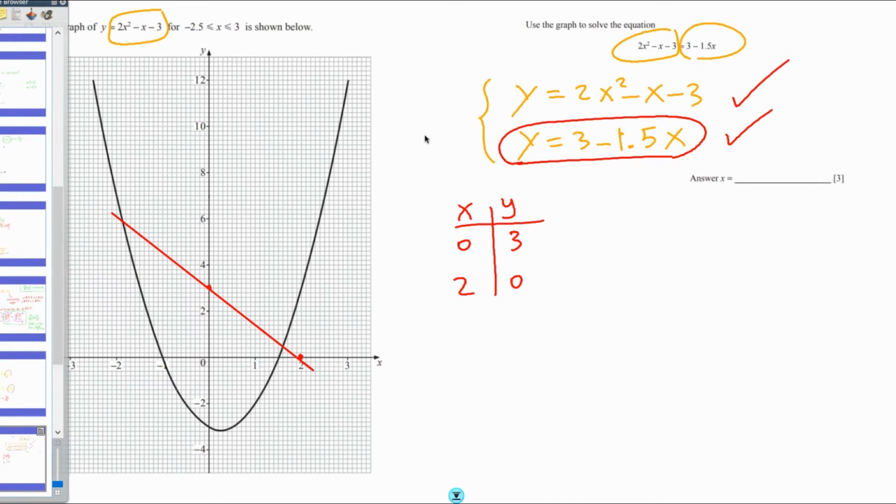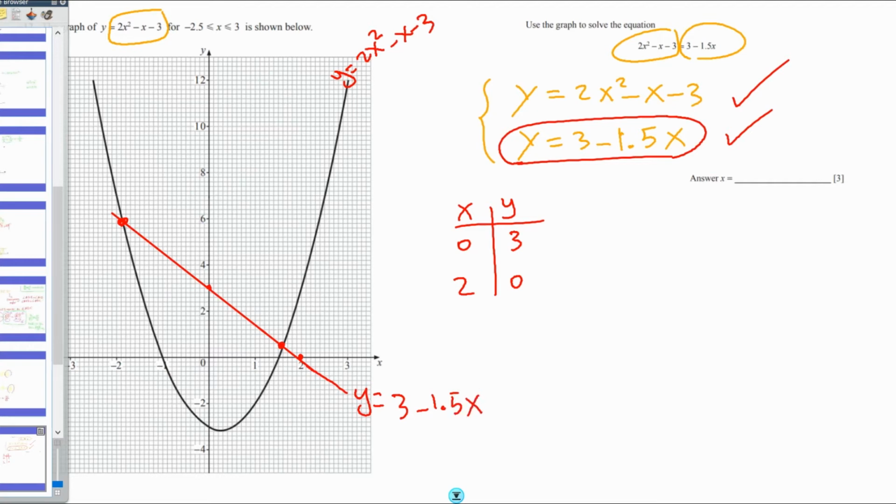So we have a connection point here and a connection point here. So we have the intersection of this function, which is y equals 2x squared minus x minus 3, and this line, which is y equals 3 minus 1.5x.